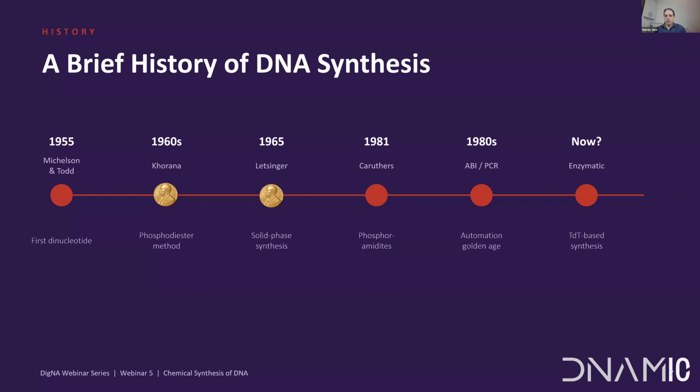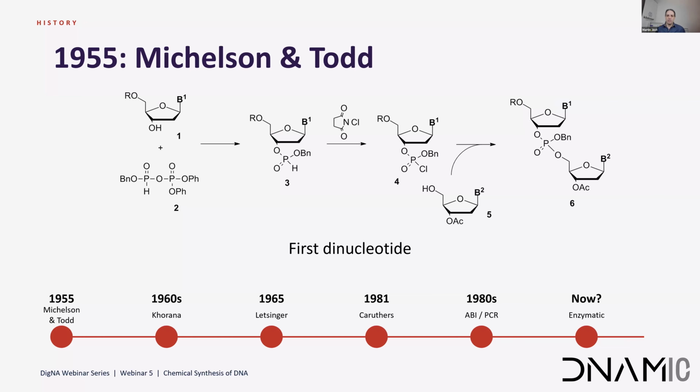Maybe let's now go one step back and take a quick look at the history. In 1955, Michelson and Todd reported the first directed chemical synthesis of a dinucleotide. These were two thymidine residues joined by a phosphate link. This was purely liquid phase chemistry, painstaking and low yield, but it proved that chemical synthesis of nucleic acid fragments was possible.